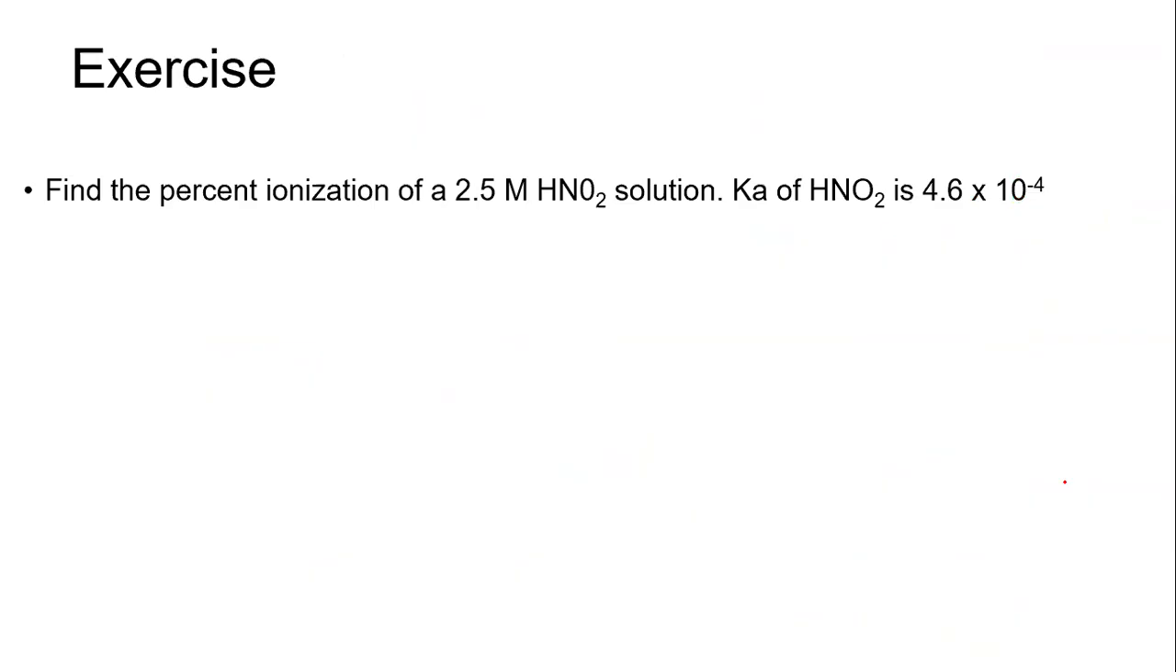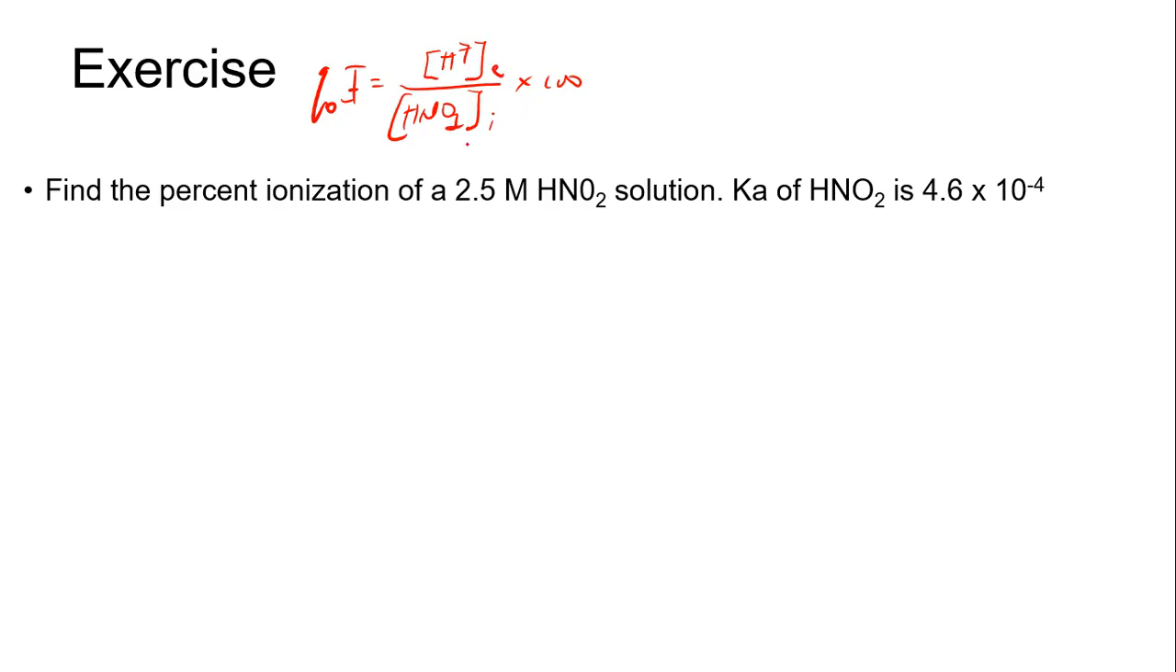We are supposed to find the percentage ionization of a 2.5 molar nitrous acid solution. The K of the nitrous acid is 4.6 times 10 raised to the power negative 4. Good. What can really help us here is that we first state the formula for percentage ionization. Percentage ionization is equal to the amount of the H plus ions at equilibrium, all over the initial concentration of the acid, times 100. So this is initial, this is at equilibrium.